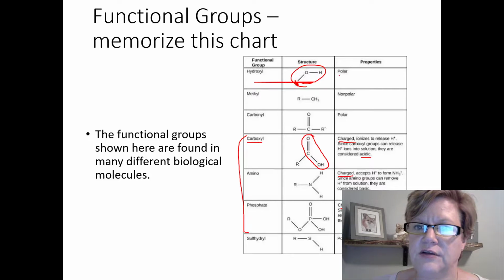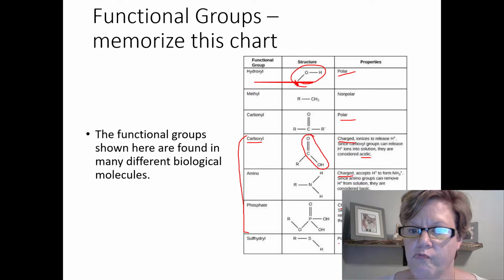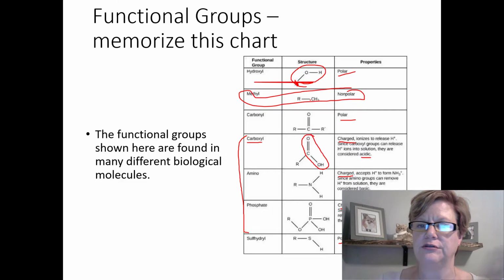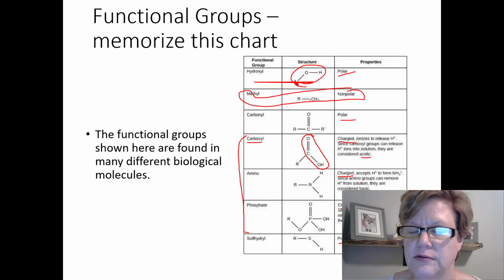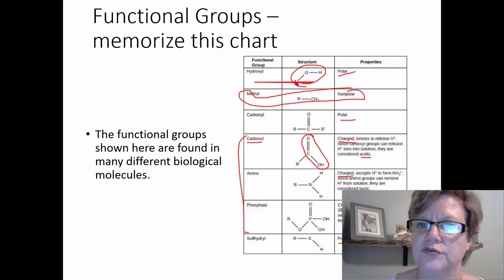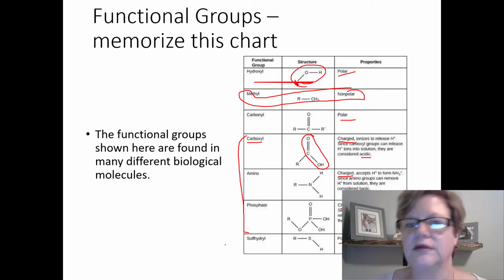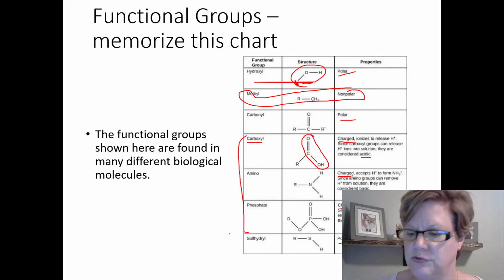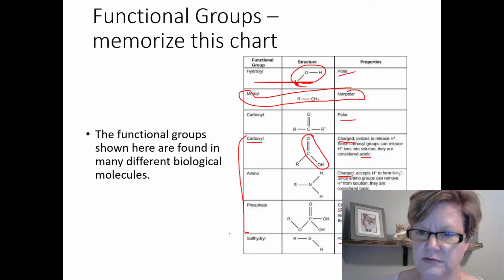The rest of these are polar, except for methyl, which is nonpolar. And the reason methyl is nonpolar is, remember, carbon to hydrogen, those are nonpolar bonds. So that makes the whole attachment group, the whole functional group, a nonpolar entity. All right. So we will practice filling in charts and rehearsing and practicing this, but ultimately you do need to know these.